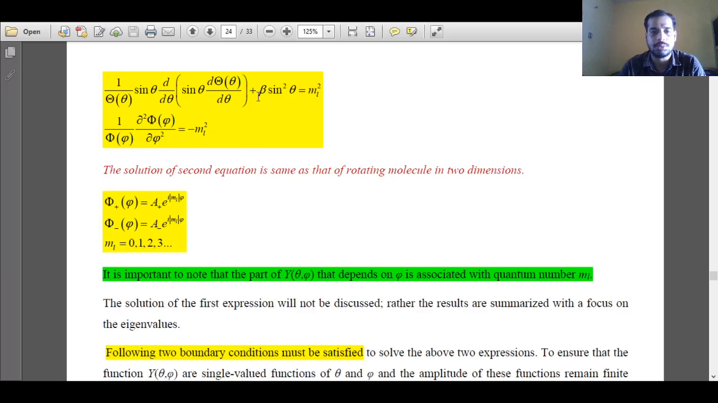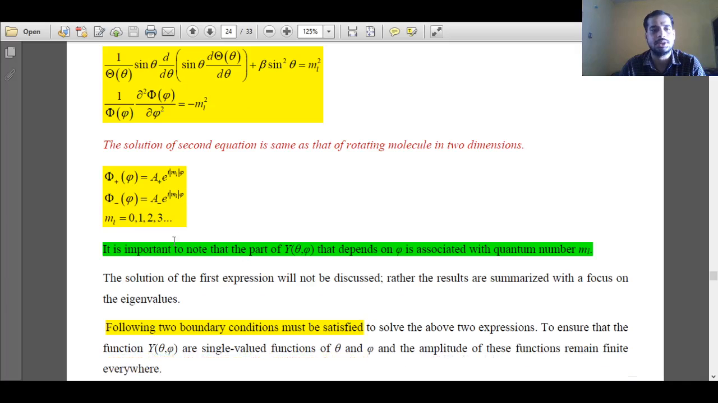Now what is the solution for the first expression? We will not go into the detailed solution of the first expression, rather we'll take the information from mathematics directly. It is important to note that the spherical harmonic function that depends upon phi, the second expression, when we solve it we get a quantum number ml. So that's what is written here: the part that depends upon phi is associated with quantum number ml.